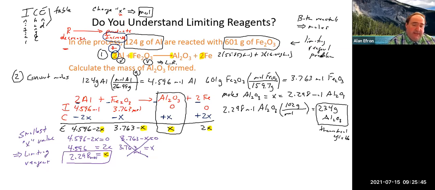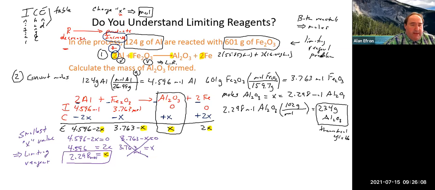Any questions on that so far? Now, in this question, that was really all we were asked. And again, if you took a second method to do these types of problems, and you did 2 separate calculations to the product from each of the reactants, you would end up with 234 as your smallest number. That would be your answer.